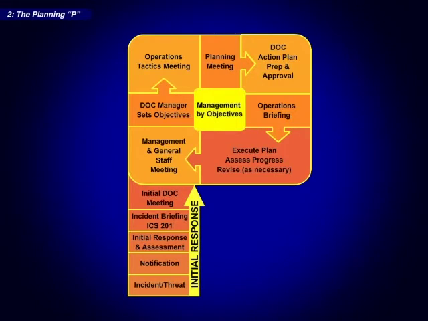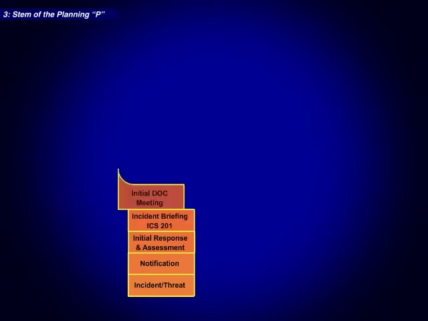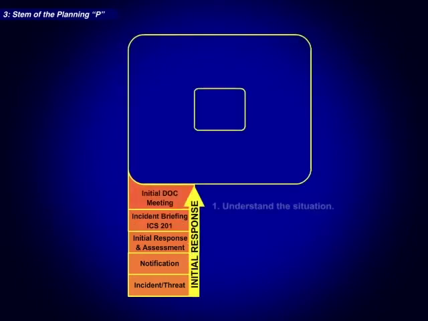The Planning P is a useful tool for managing the process of response planning through an operational period. It depicts the process and steps involved in planning for the management of incident response. The stem of the Planning P represents Phase 1, Understand the Situation. Gathering information to understand the situation begins as soon as notification of an incident occurs.